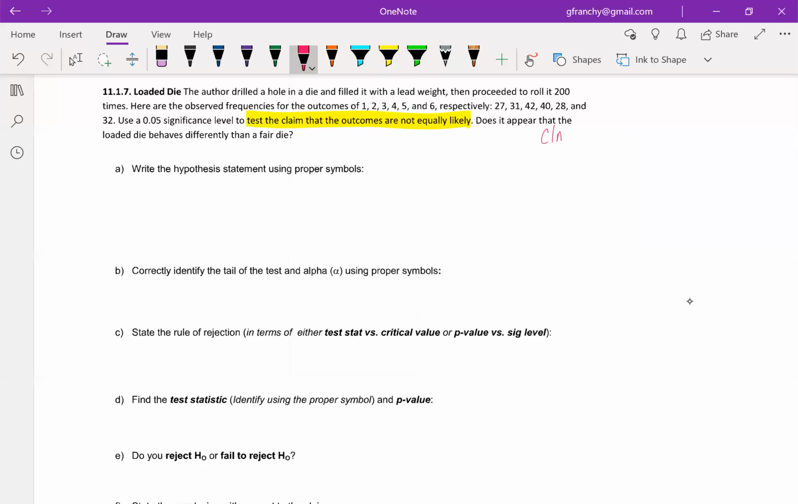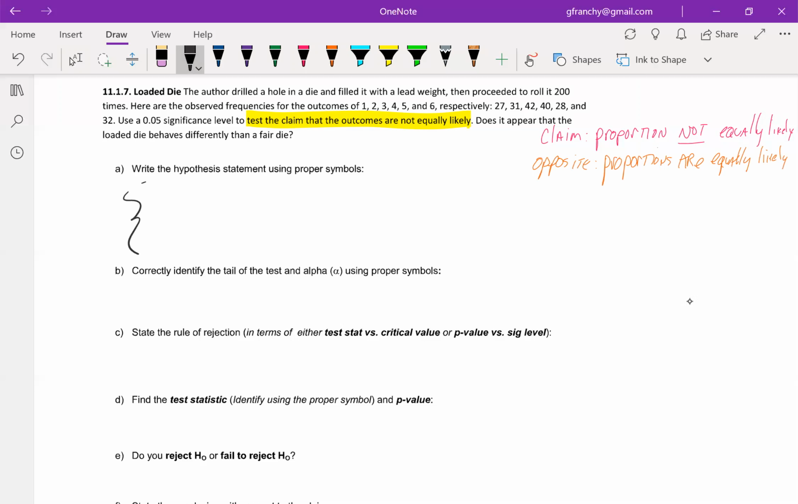So the claim is that the proportions are not equally likely. And if we were to go ahead with the opposite or negation of that, that would be that the proportions are equally likely.